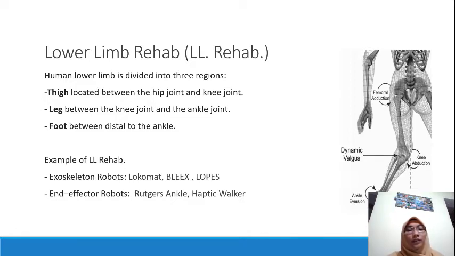Examples of lower limb rehabilitation robots can be divided into exoskeletal robots and end effector robots. For the exoskeletal robots, examples I can give here are Lokomat, LEX, and LOPES. Under the end effector robots are Vertical Ankle and Haptic Walker.